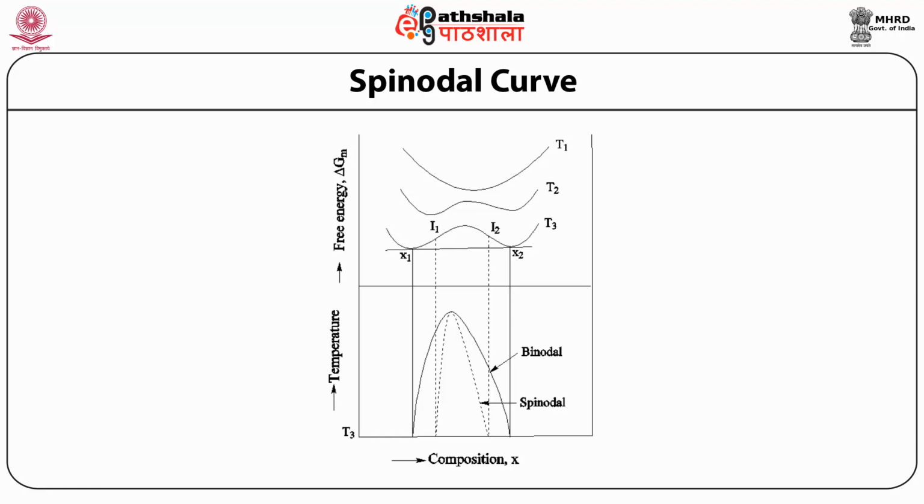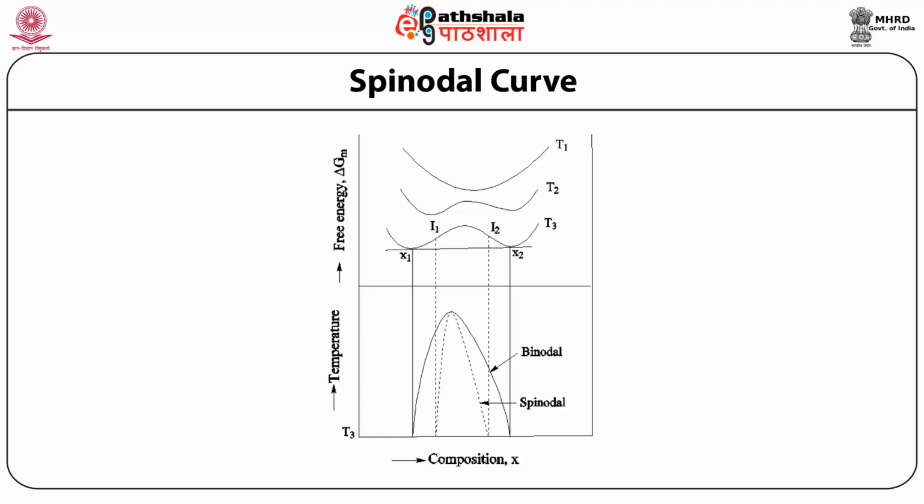Points I1 and I2 are the inflection points at which the quantity d2G by dx square, the curvature of the curve, is 0. For compositions between the inflection points, the curvature is negative. However, the curvature is positive outside the composition range between I1 and I2.